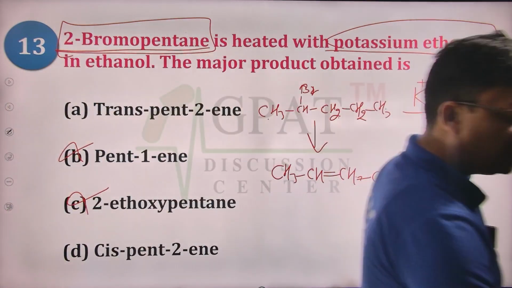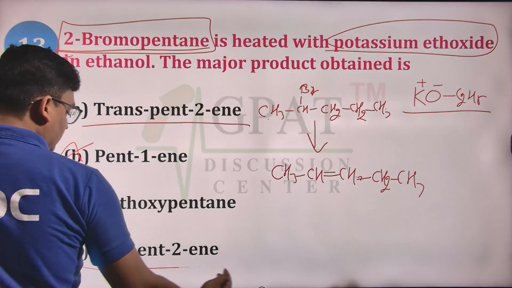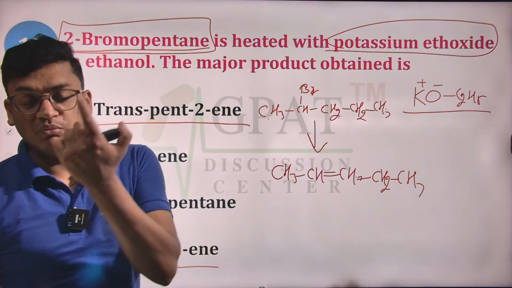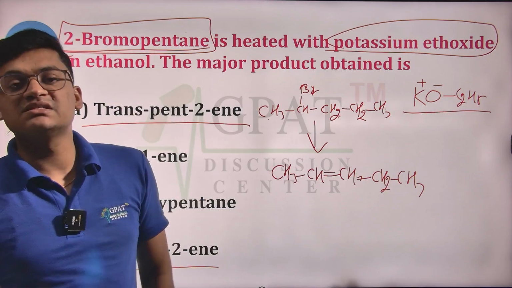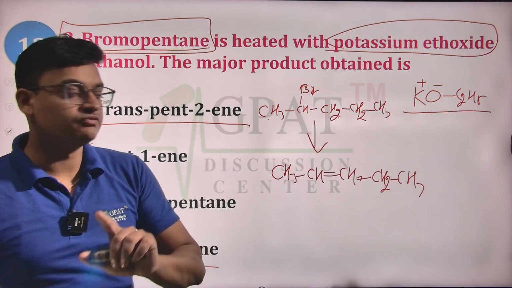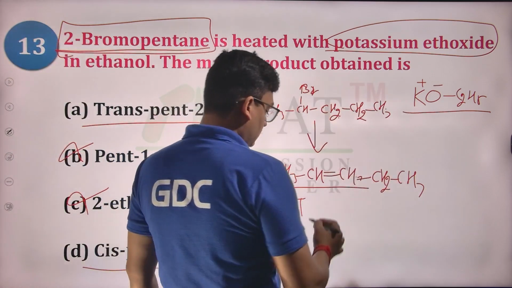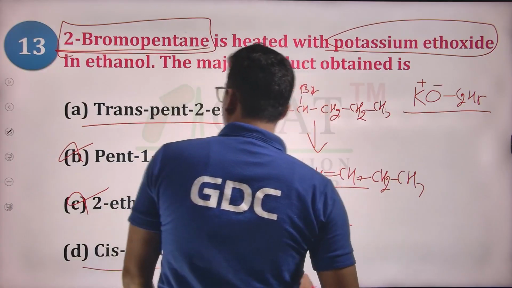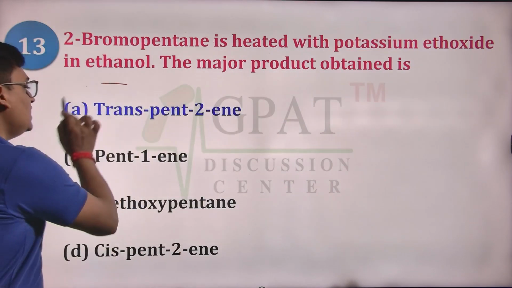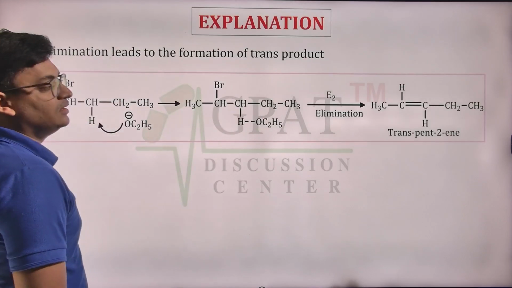Now, which will be the right answer? We are having a trans and a cis pentene. Always remember, the stability of alkene is better for the trans form than its cis form. The trans form of alkene is more stabilized than the cis form. That's why we write the answer as the more stable trans alkene. So A will be the right answer here.